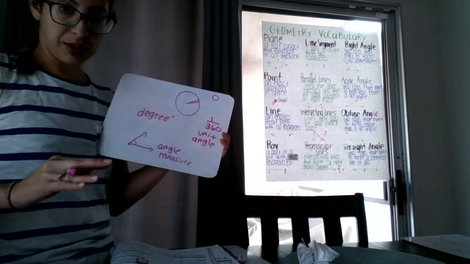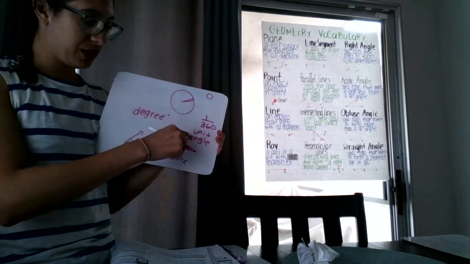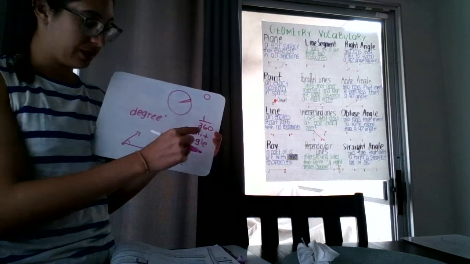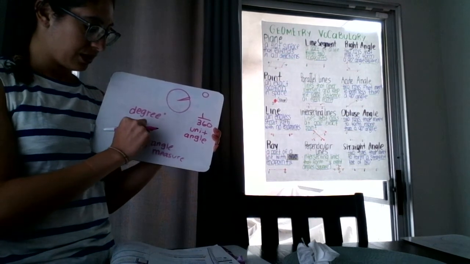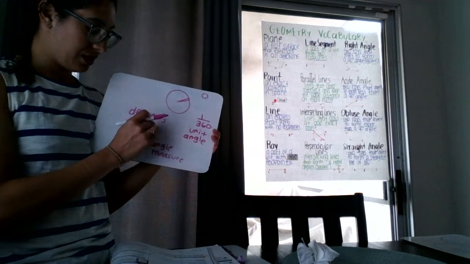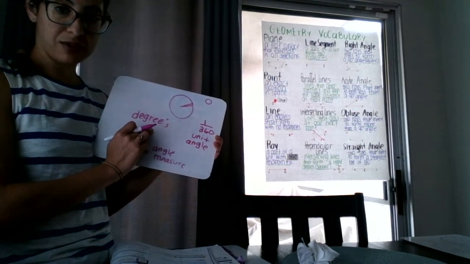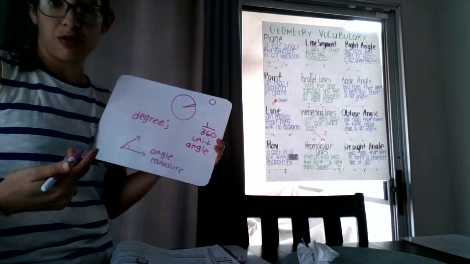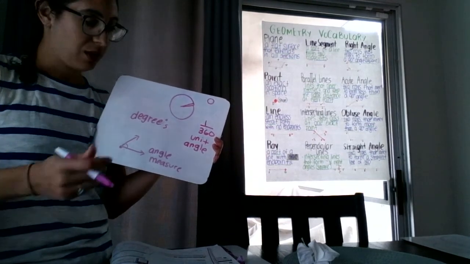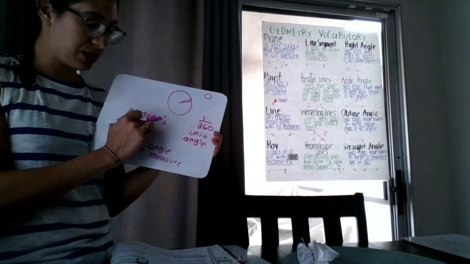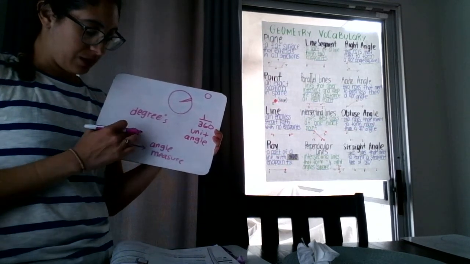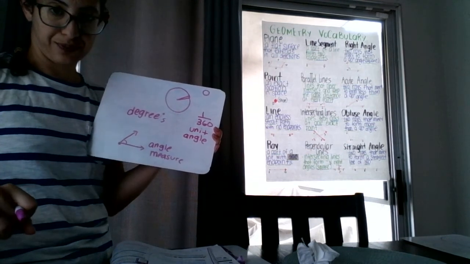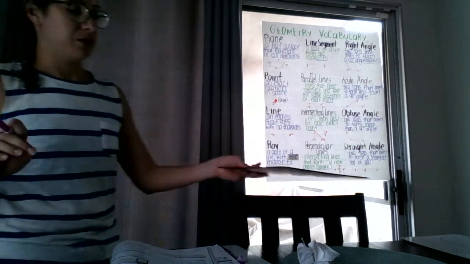So those are 3 words that we need to know right now, okay? So a unit angle, that means that it's 1 part of 360. We have degree, or degrees, and that is how we measure the angles. Okay, so instead of using inches or yards or feet or kilometers, when we're talking about angles, we measure them in degrees, okay? And then when we're talking about the actual measure of an angle, it's called an angle measure, okay? So, moving on.